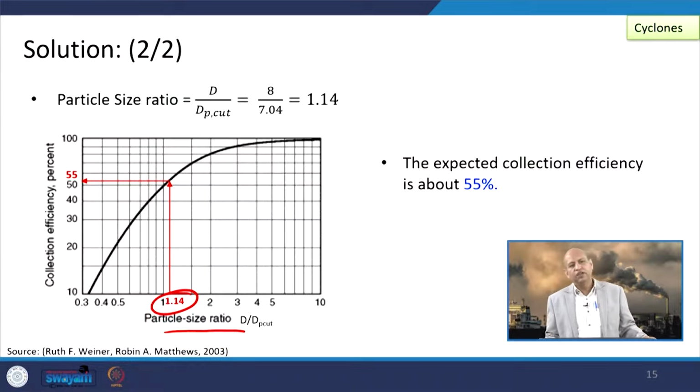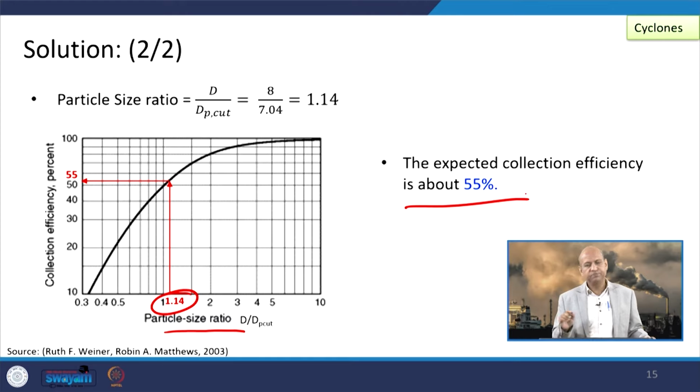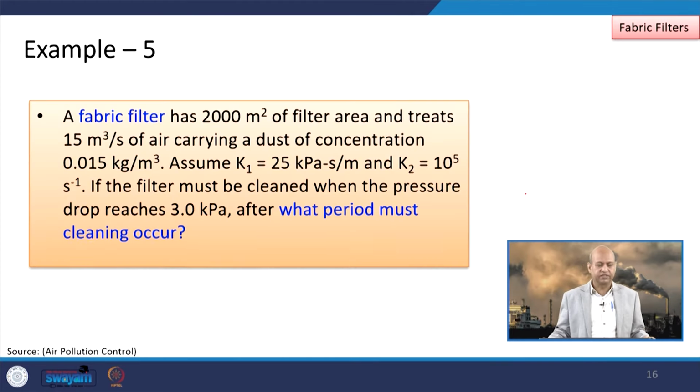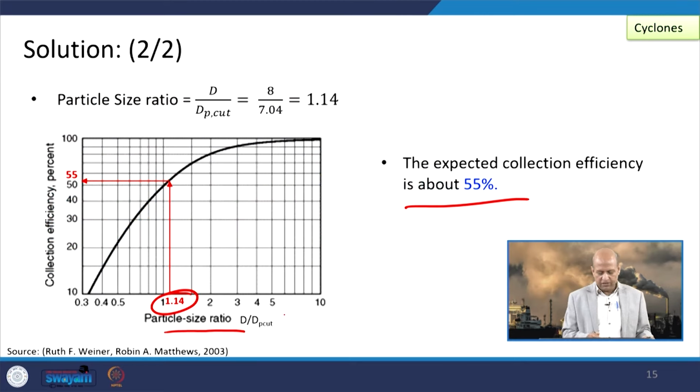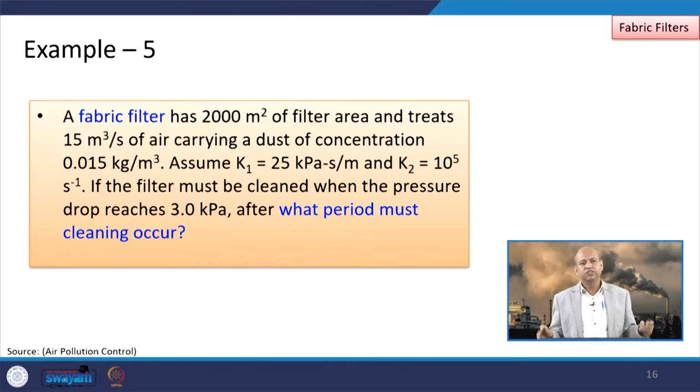So, you can see 7.04 diameter particles is having 50% efficiency. When it is 8 micrometer, then the efficiency is 55%. So, expected collection efficiency is about 55% in this case, right. So, that way, as this particle size ratio goes up, the collection efficiency increases for that particular size particle, because the particle size increases and it is easy to remove it.